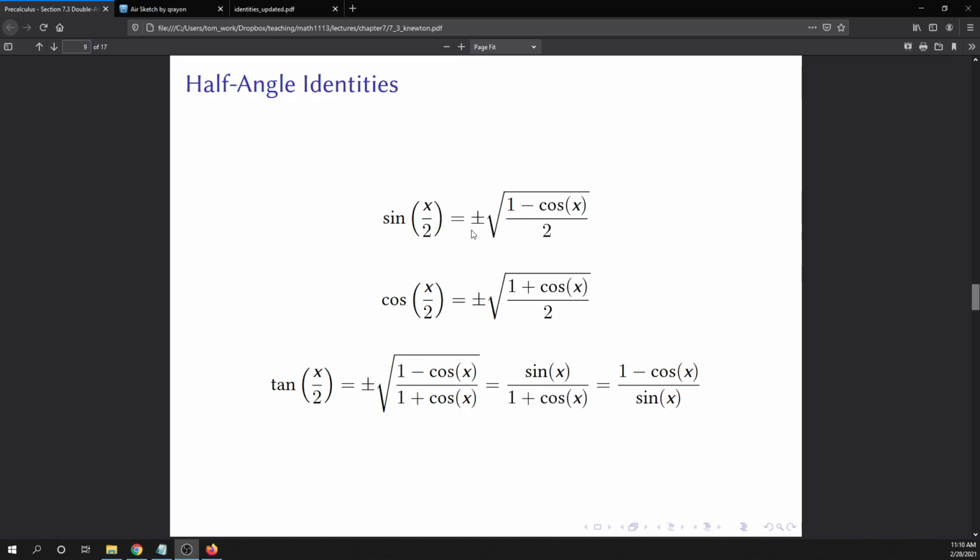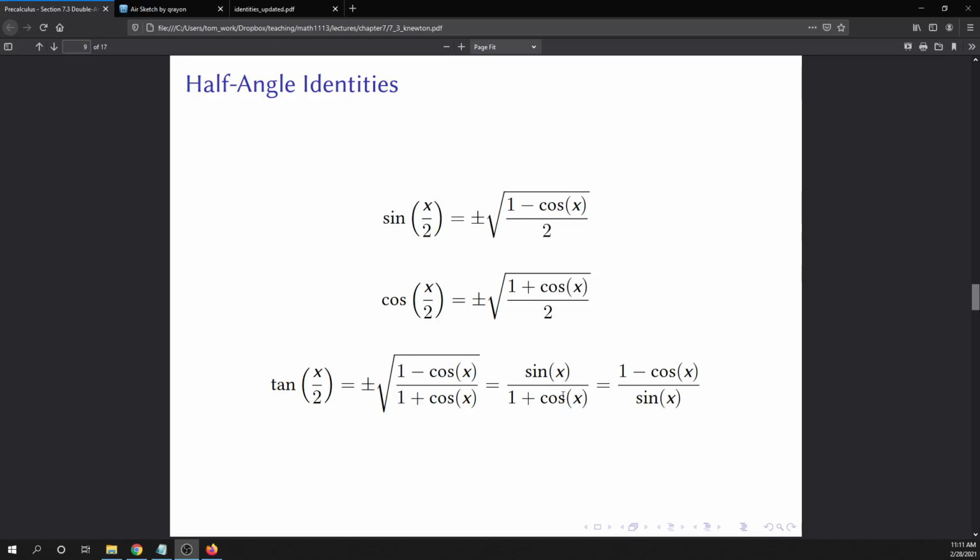So anytime you have one of these plus or minuses, then you're going to have to be aware of which one to pick. So it's on you. You need to pick either the positive one or negative one depending on some criteria. Okay, and so we'll get into how you make those choices in the examples. So on these two for sine and cosine, you're going to have to choose. If you use this one for tangent of x over 2, then you're going to have to make a choice.